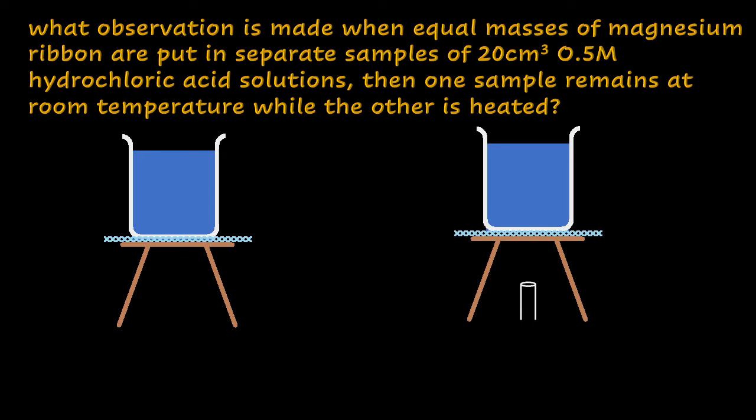I'd like to pose the question: what observation would you expect to make when equal mass of magnesium ribbon is added to the two setups shown below? Take time to think about it and post your response. Well, hoping that you've thought about it, let us consider what should be expected.